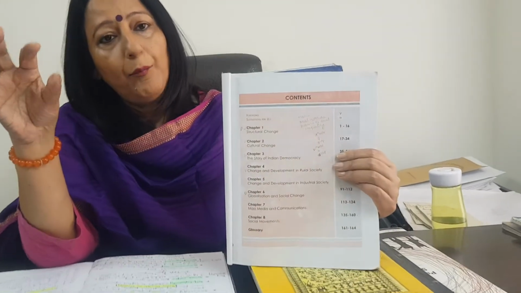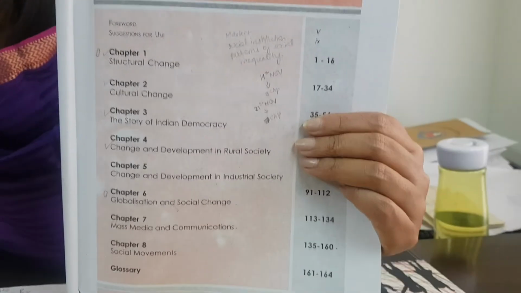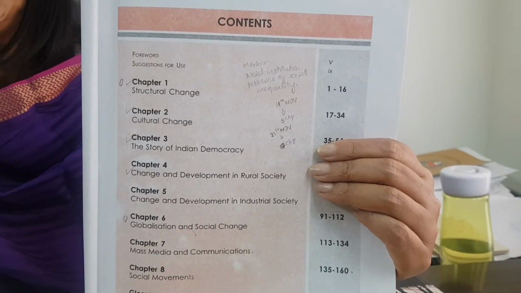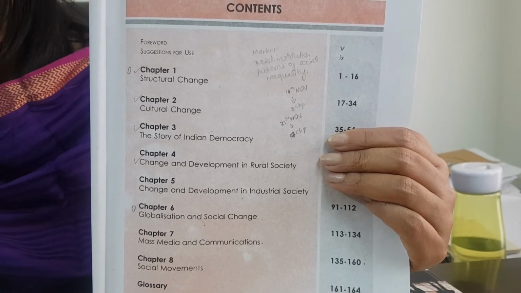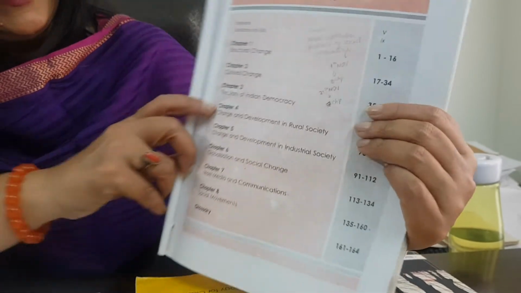The cultural changes: ancient, medieval, during the colonial period and after the colonial period. So what are the changes in the culture? What cultural changes has Indian society seen?